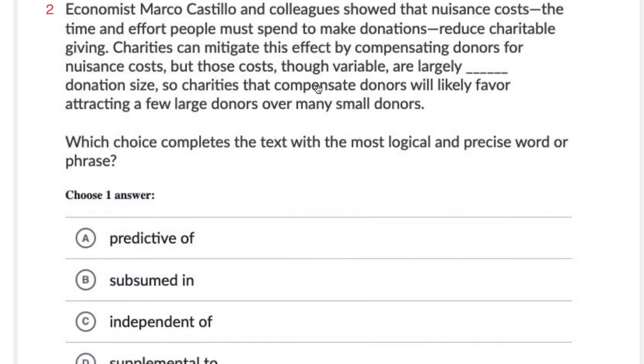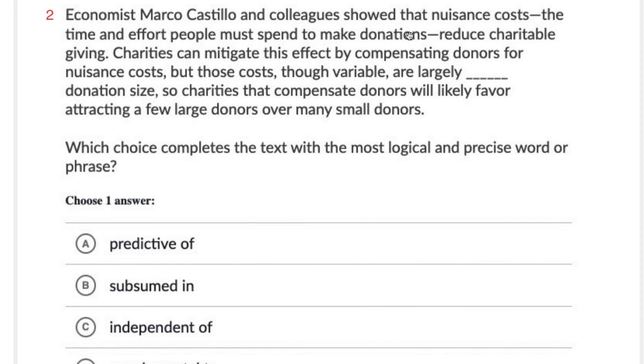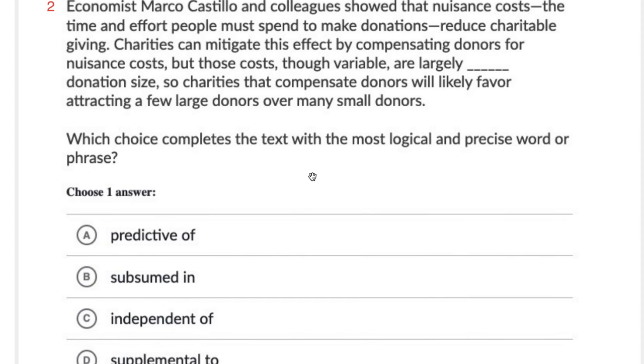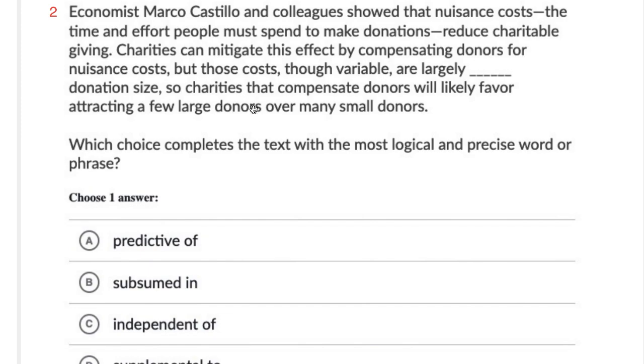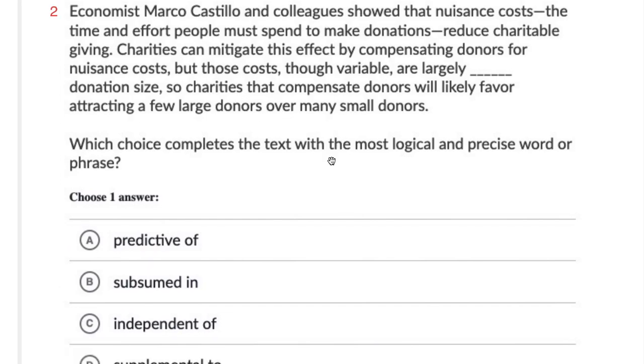So economist Marco Castillo and colleagues showed that nuisance costs, the time and effort that people must spend to make donations, reduce charitable giving. Charities can mitigate, or lessen or reduce, this effect by compensating donors for nuisance costs. But those costs, though variable, are largely blank donation size. So charities that compensate donors will likely favor attracting a few large donors over many small donors.